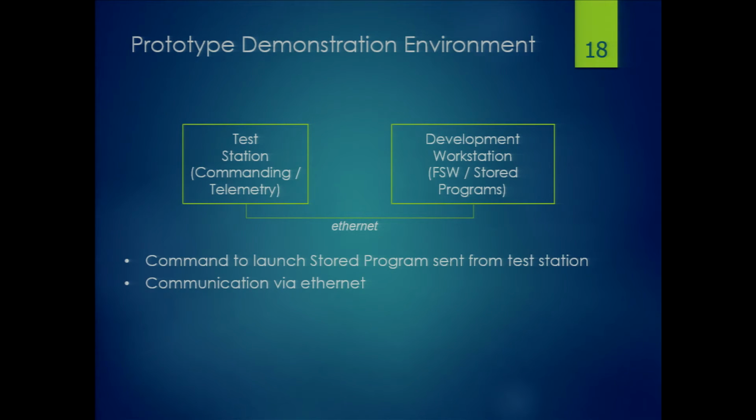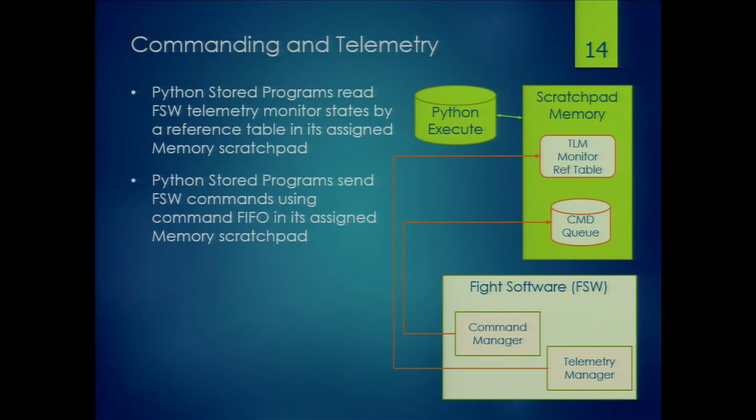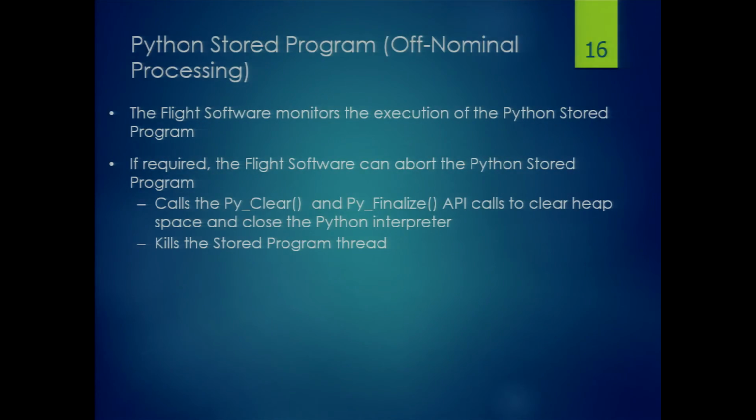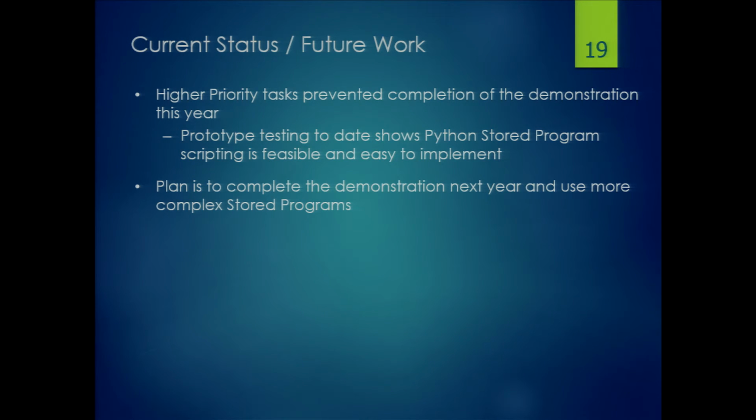If I go back, what we're really concentrating on now is this part here. What does this telemetry reference table look like? What's the best decision for it? Do we use JSON? Do we use XML? Do we use something like that? Also with the commands. And so we were going to work on this next year, hopefully when things get less busy.